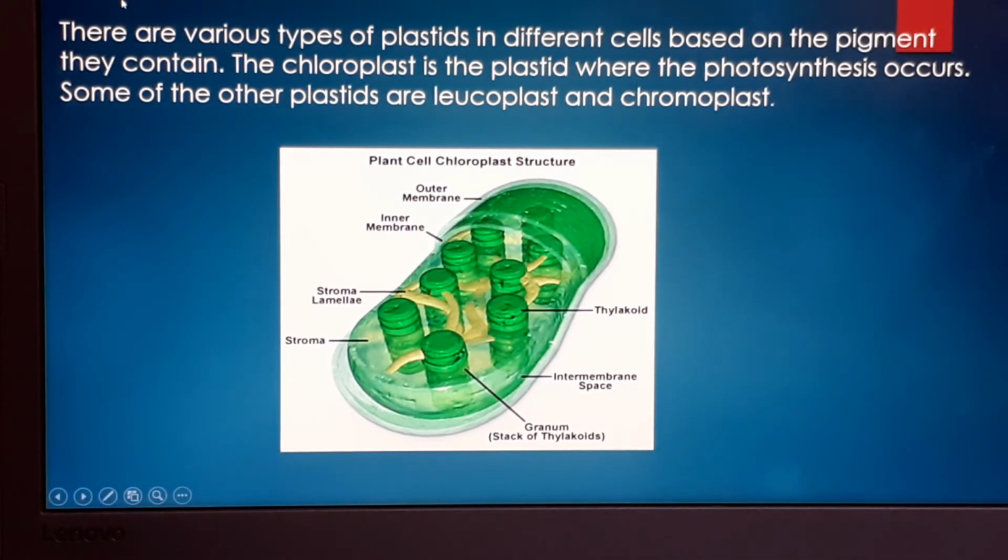Next, this is said to be plastids. So, two types of plastids, chromoplast and leucoplast. Leucoplast is, what is that? Colorless, especially present in the root cells.